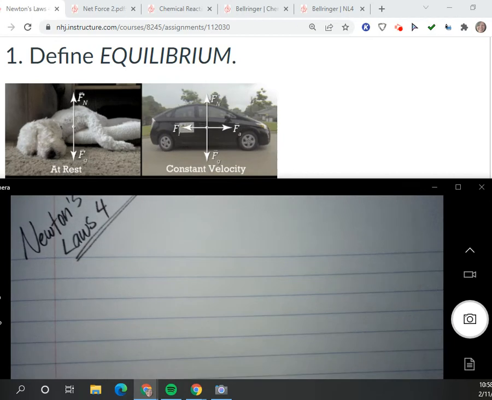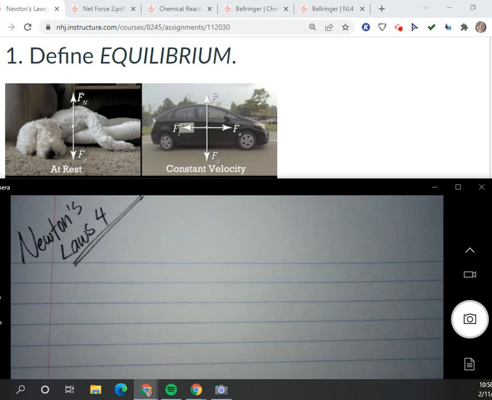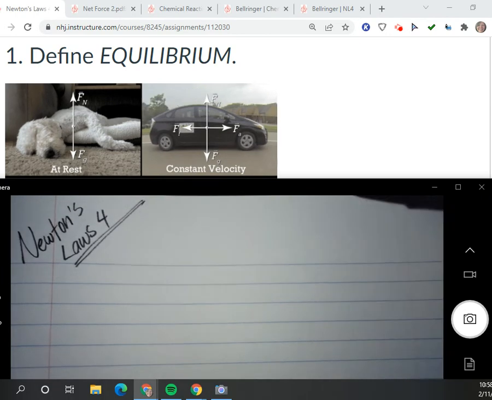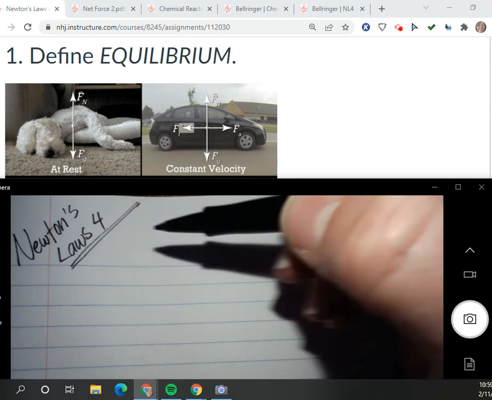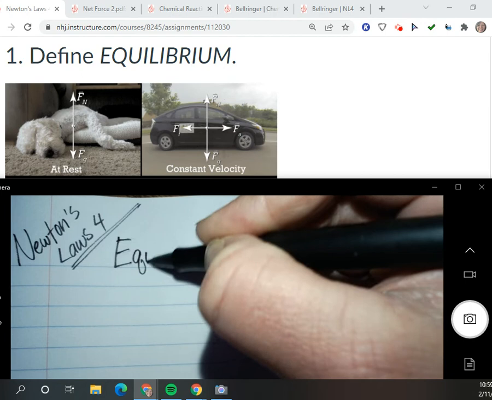All right, so let's go ahead and get started with this. Yeah. All right, so we are recording. So we're going to start with equilibrium. Okay.